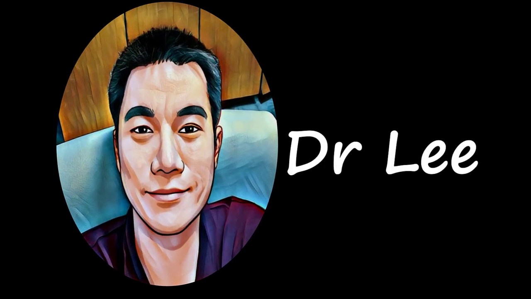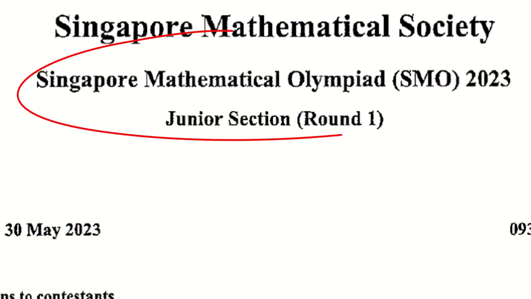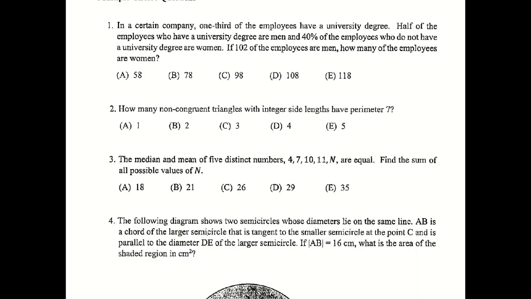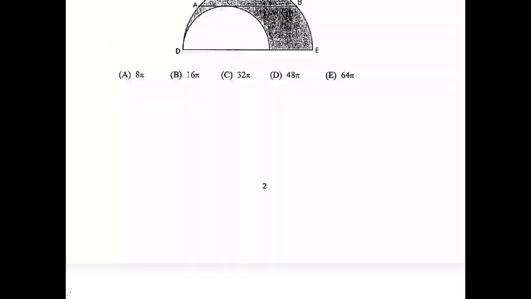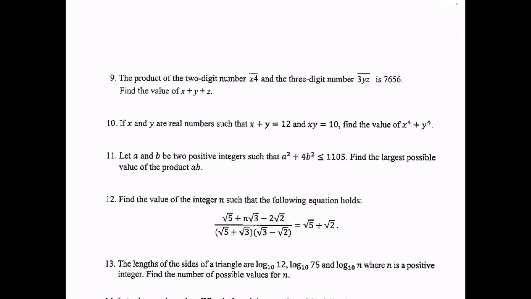If you are new here, I am Dr. Lee. Today, we're focusing on the SMO Junior. For those of you who are preparing for your first SMO Junior, here is what you need to know. The paper consists of 25 questions. Usually the first 5 questions are multiple choice questions (MCQ), then followed by short answer problems with integer solution.